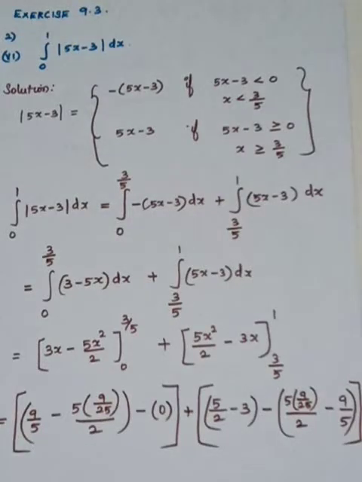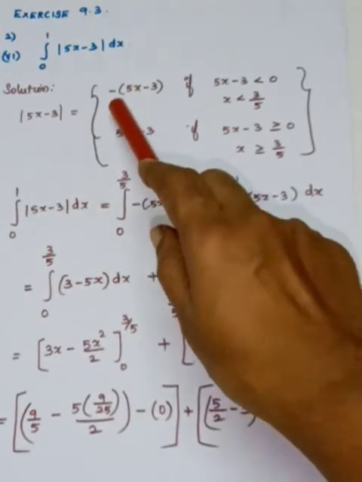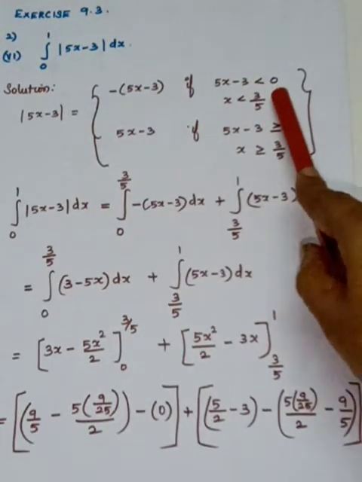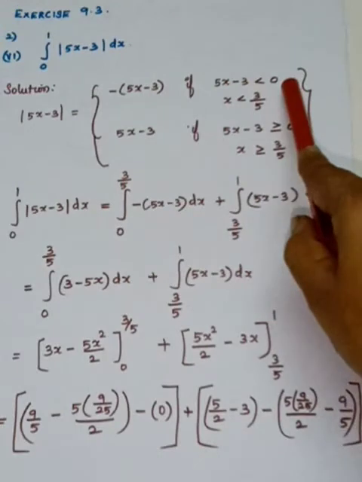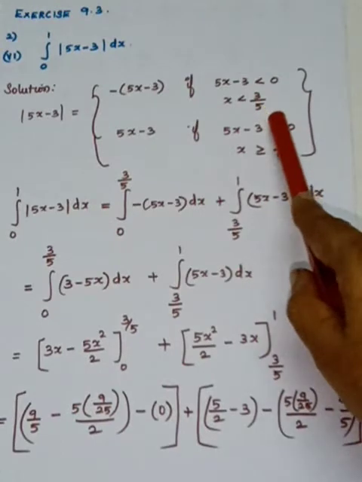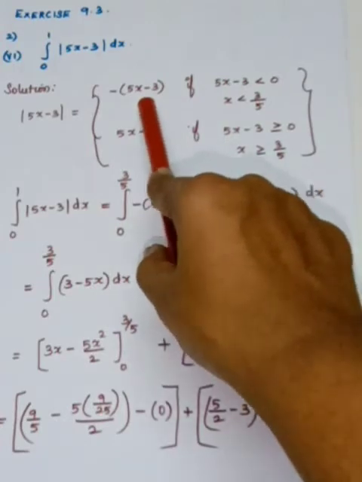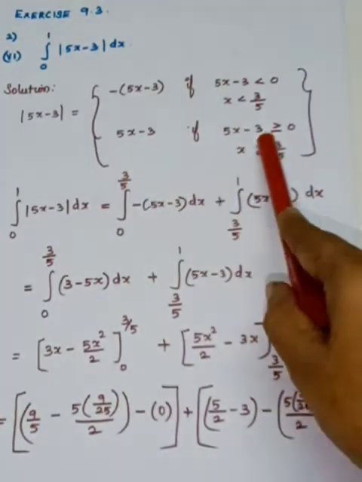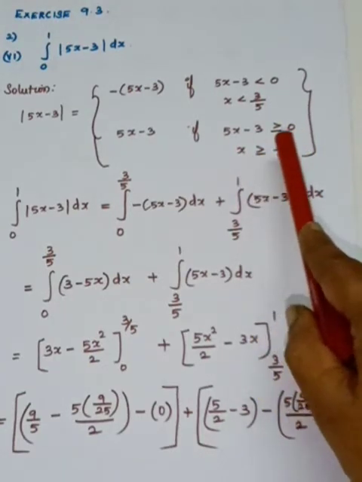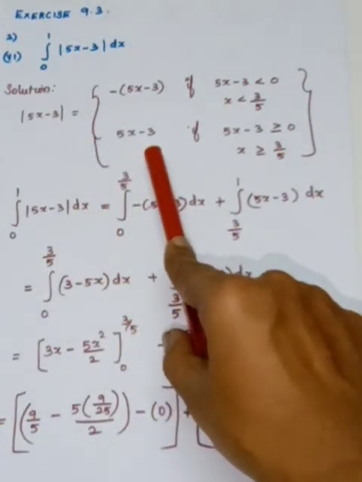You know very well about the modulus function. So, the modulus function can be written as minus of 5x minus 3 if 5x minus 3 is less than 0. So, 5x minus 3 less than 0 means your x is less than 3 by 5. So, when x is less than 3 by 5, the modulus of 5x minus 3 is minus of 5x minus 3. If 5x minus 3 is greater than or equal to 0, that is x is greater than or equal to 3 by 5, your modulus of 5x minus 3 is equal to 5x minus 3.